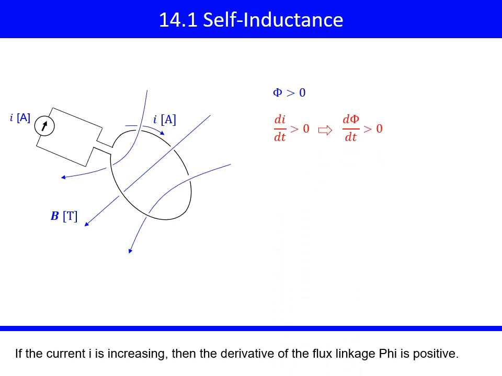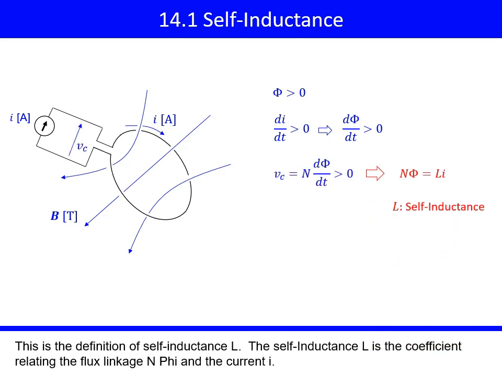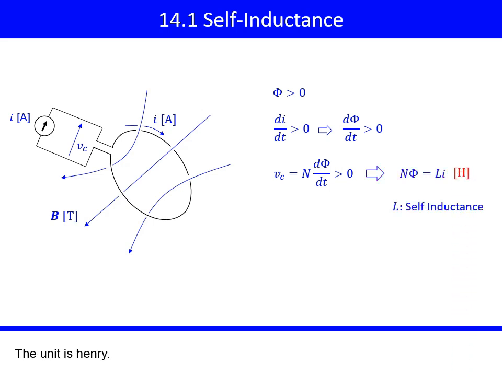If the current I is increasing, then the derivative of the flux linkage phi is positive. The counter-electromotive force Vc, which opposes the increasing flux, becomes positive. This is the definition of self-inductance L. The self-inductance L is the coefficient relating the flux linkage N phi and the current I. The unit is Henry.